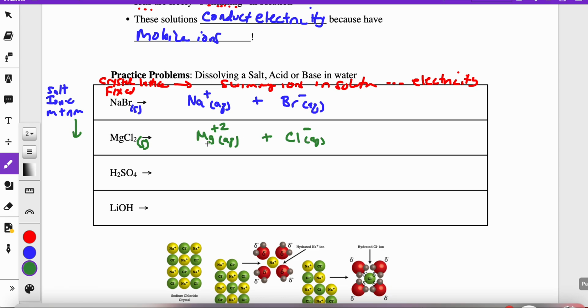So on the right-hand side, we have to have a charge of 0. So right now, if we leave it as magnesium ion, +2 charge, plus a single chloride ion, -1 charge, now we don't have a balance of charges. So we have to remedy this. For every one magnesium cation that's pulled away from the lattice into solution, 2 chlorides are also pulled away.